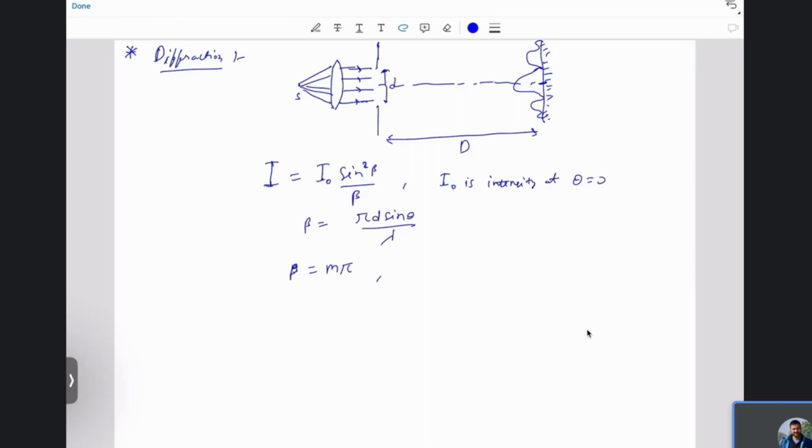So then you can put at the place of beta your d sine theta over lambda, so pi will cancel from both sides, and you will get m lambda, where m is plus minus 1, plus minus 2, integer values. Okay, this is for minima. Fine.